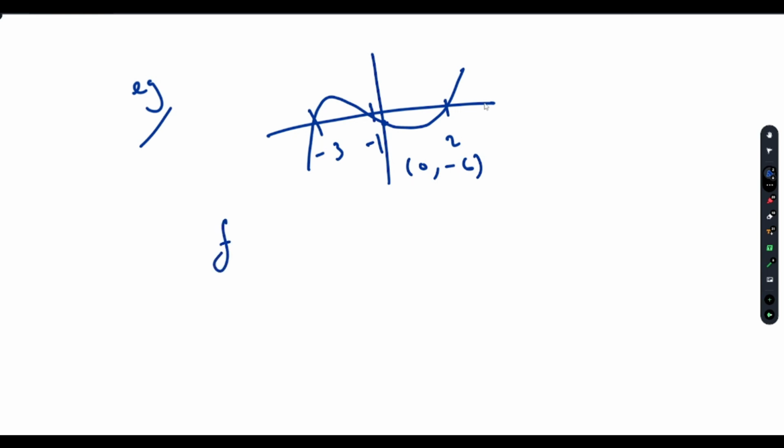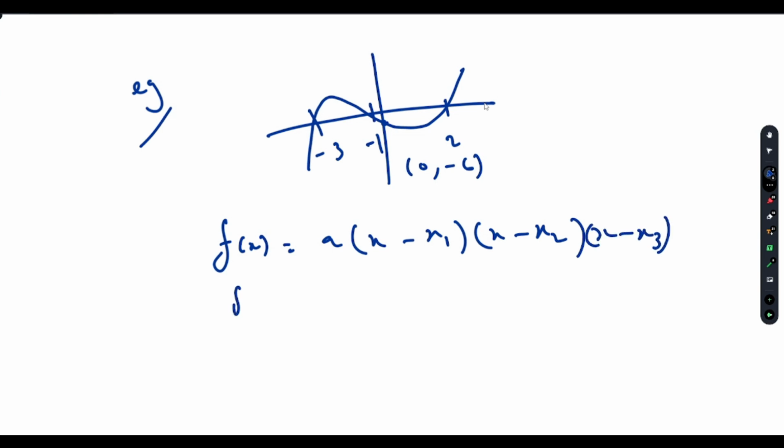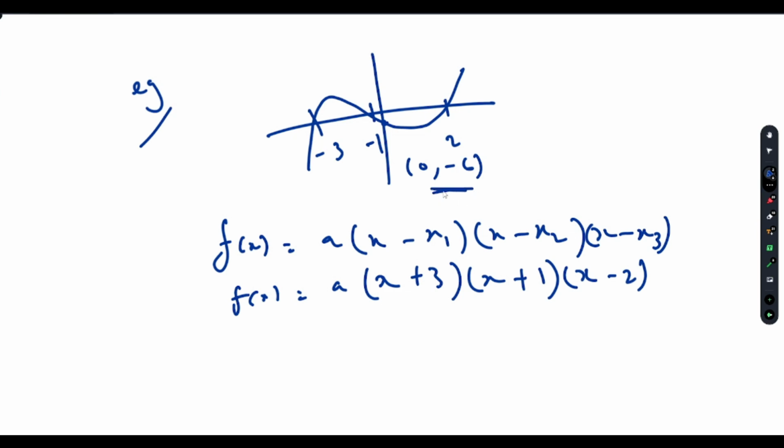Therefore, we will use the formula f of x is equal to a into x minus x1 into x minus x2 into x minus x3. Firstly, we need to substitute our x1, x2, and x3. So it's x minus minus 3, which then becomes plus 3, x minus minus 1, which is plus 1, and lastly x minus 2. Now, this is where the other point that lies on the graph, its purpose becomes clear.